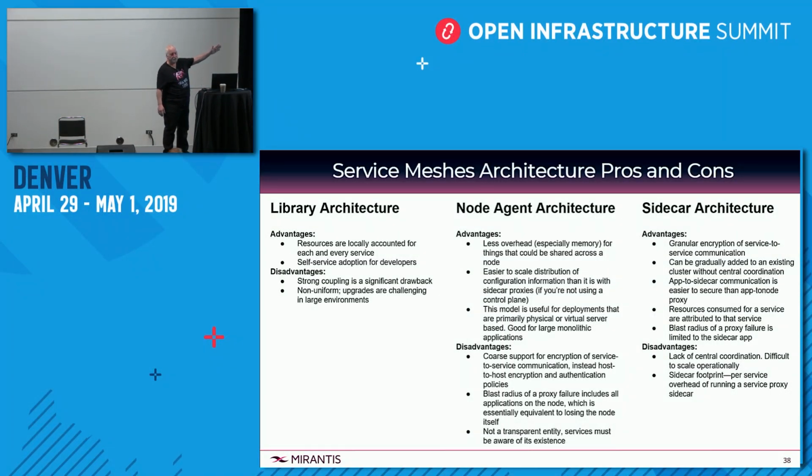Those 3 different architectures that we started with, the pros, and we've talked about all of these, so I'll summarize really quickly. There's a strong coupling with the application service layer for libraries. It's hard to manage and maintain them, but it's self-service adoption. The developer can stick the library in his container code, and voila, he's off and running.